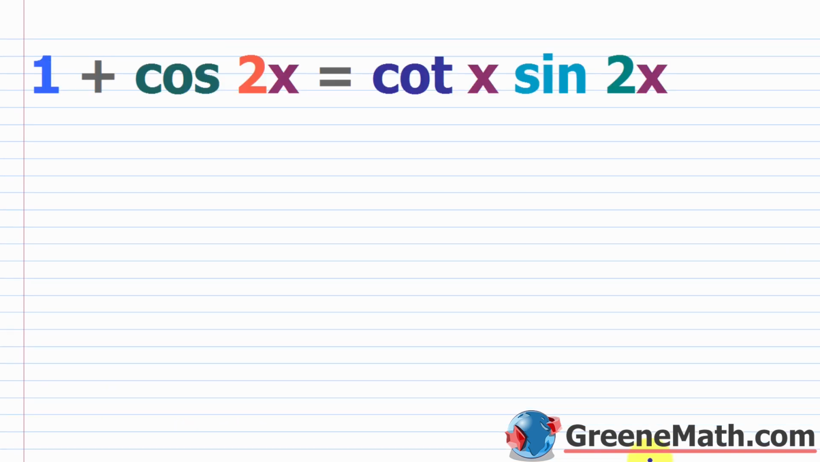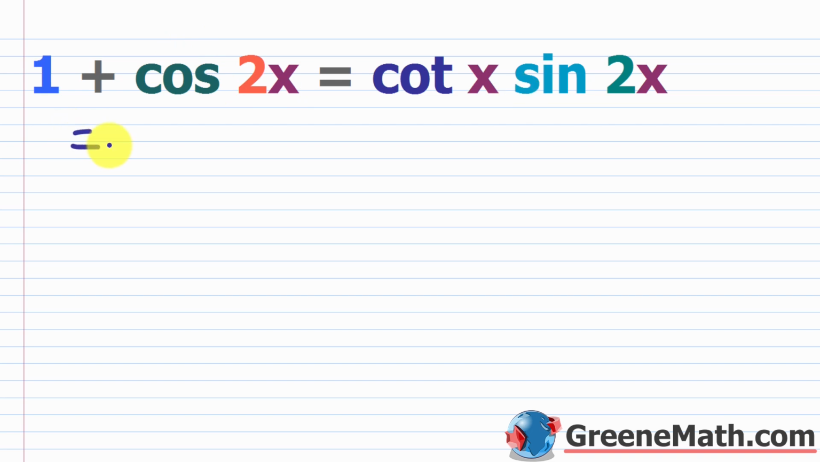Okay, let's look at another example. Again, I just want to do a lot of examples of these. So we have 1 plus the cosine of 2x is equal to the cotangent of x times the sine of 2x. Okay, so which side is more simple? I would say that because this has cotangent and sine over here and you just have cosine on the left, I would not mess with the left-hand side. I would mess with the right-hand side.